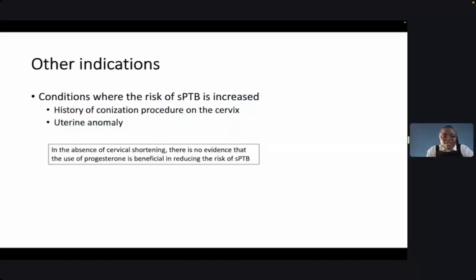What about other indications? We know that we've got patients who are at risk of spontaneous preterm birth because of their histories or previous operations that have been done. Looking at those, a patient who had a previous LETZ, or a patient who normally presents with uterine anomalies like septate or bicornuate uterus. From this also, the evidence has shown that there is no evidence that the use of progesterone is beneficial in reducing the risk of spontaneous preterm birth in the absence of cervical shortening. If there's cervical shortening, by giving progesterone, the benefit has been reported there.